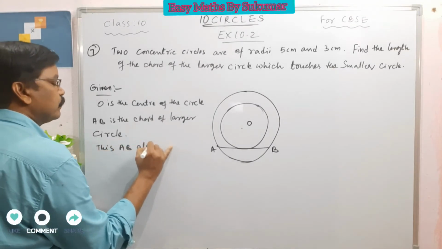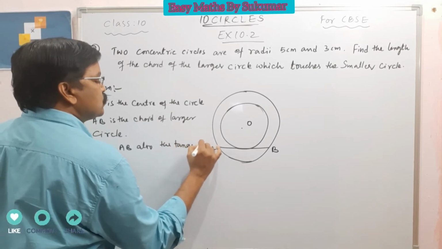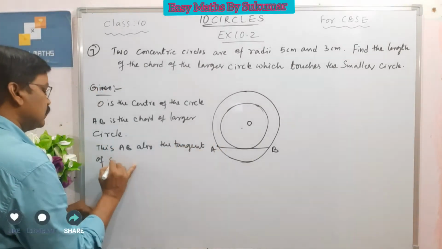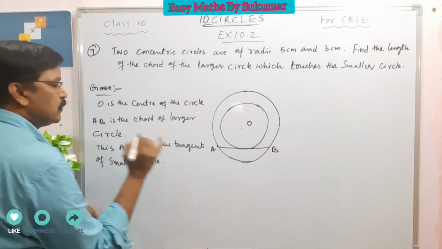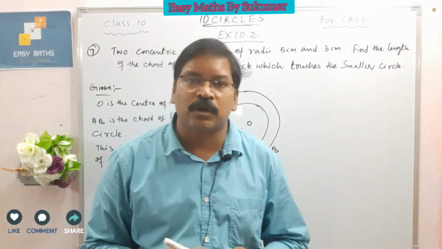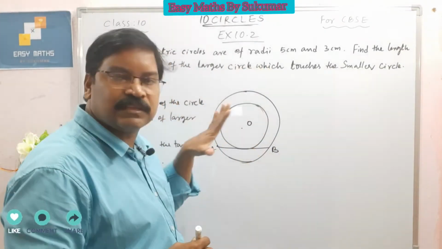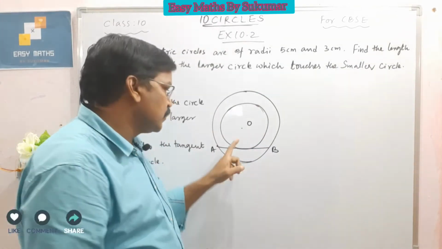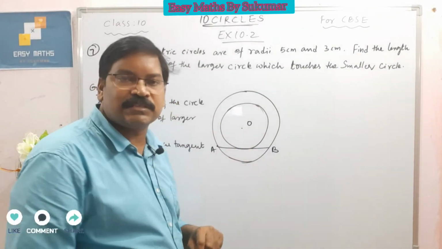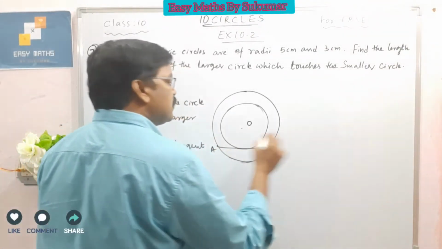what? Also the tangent of the smaller circle. AB is also the tangent of the smaller circle. So this AB is the chord of the larger circle, but it touches the smaller circle, means it is a tangent. Why is it a tangent? It meets the circle at exactly one point. So we have to find the length of this AB now.